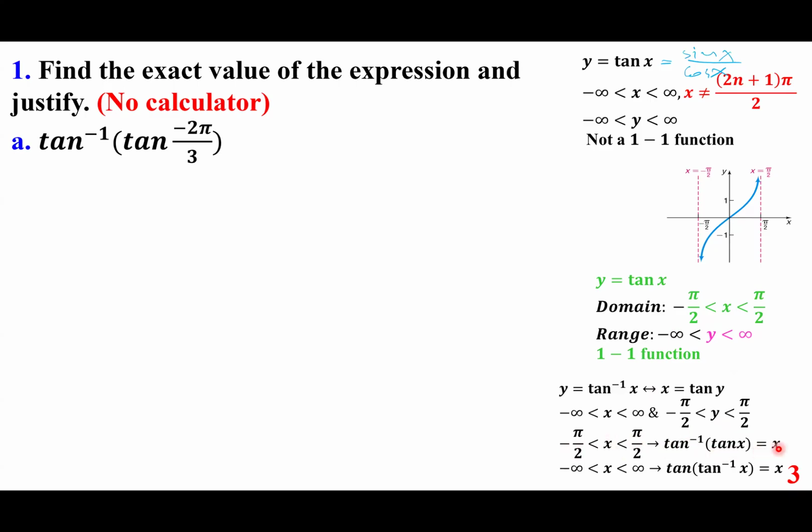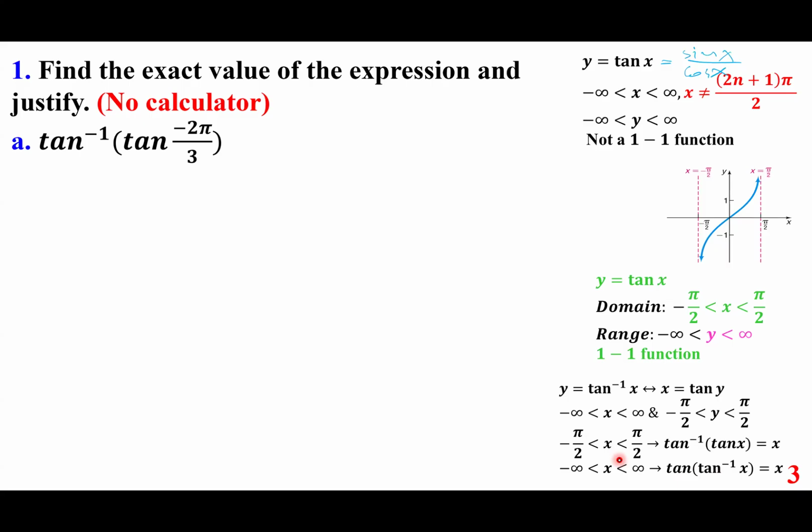Now, x is between negative pi over 2 and pi over 2. Tan inverse of tan x becomes x. Remember, this x belongs to the domain of tan x. This is the restricted tan x. And x is between negative and positive infinity. Tan of tan inverse of x is x. This x belongs to the tan inverse, the inner function, which is between negative and positive infinity. Just to see how these things work for this case.